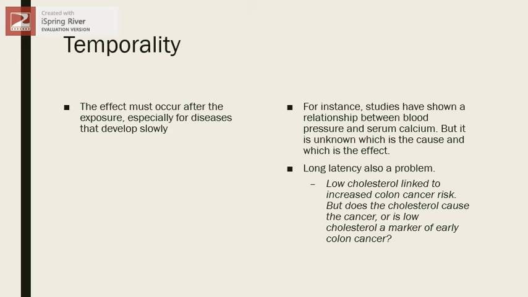There's also an issue with latency. This is how long it takes for a disease to develop. So the example here is low cholesterol is associated with increased risk of colon cancer, but we don't know if the low cholesterol causes the cancer to develop, or if the low cholesterol is a marker of early colon cancer. Colon cancer takes many, many years to develop, and it's usually not recognized until it's at a fairly later stage. So, because of that long latency, that makes it difficult to know which came first.